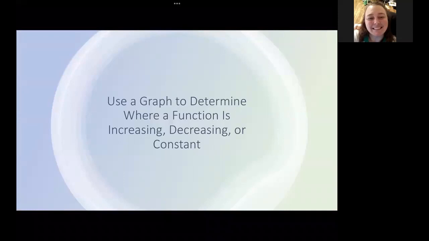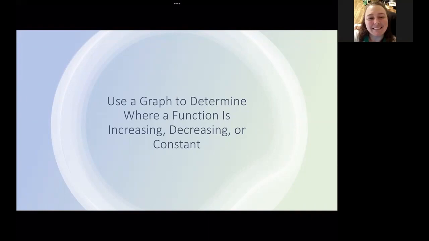Let's look at graphs, and we're going to determine whether a graph is increasing, decreasing, or constant. Increasing means it is going up in value, so say you are going from 0 to 5, that is increasing. Decreasing means you're going down in value, so from 5 to 0. And constant means you're just staying the same, so if you're always the number 3.